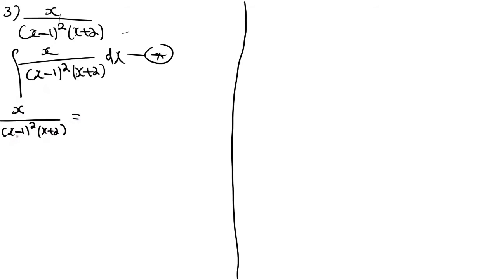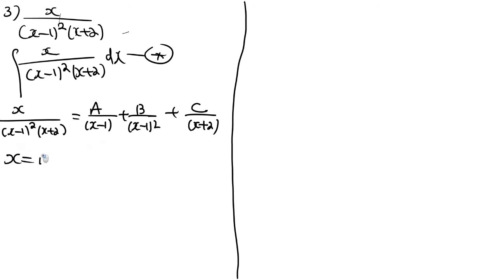See, it is in the form (x minus a) whole square into (x minus b), right? You can write it as A divided by (x minus 1) plus B divided by (x minus 1) whole square plus C divided by (x plus 2). Okay, now you can rewrite it as x is equal to A into the denominator. (x minus 1) is there, but here (x minus 1) whole square into (x plus 2) is there.